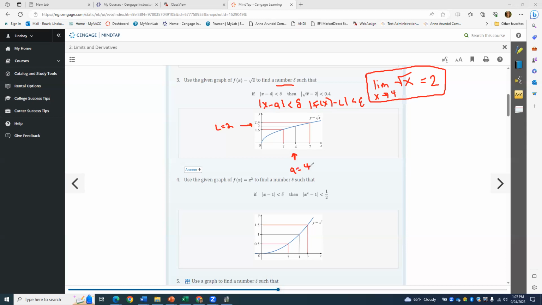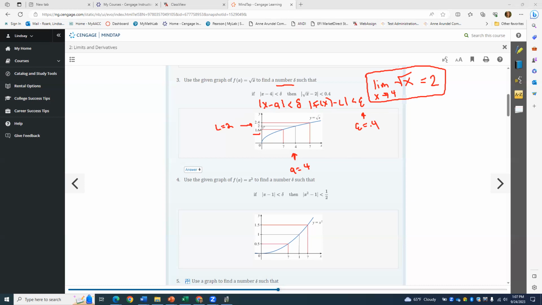And a equals 4, right? And then this is the kicker. This is what they are giving us. They're saying epsilon equals 0.4. So that's why on our graph, they have 2 plus 0.4 to give me 2.4, and they have 2 minus 0.4 to give me 1.6.